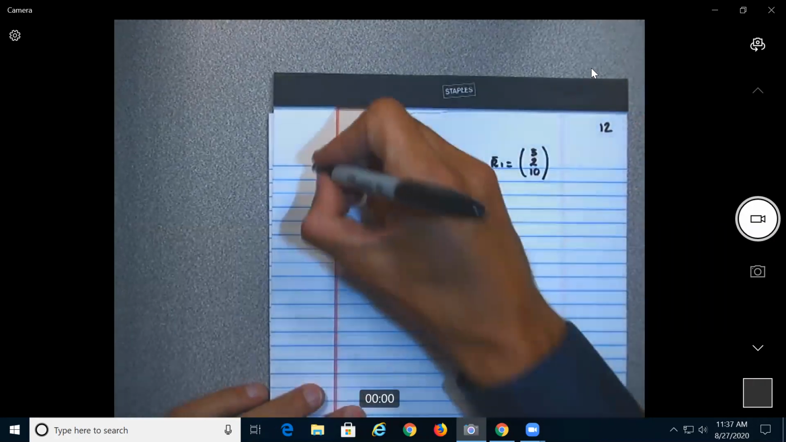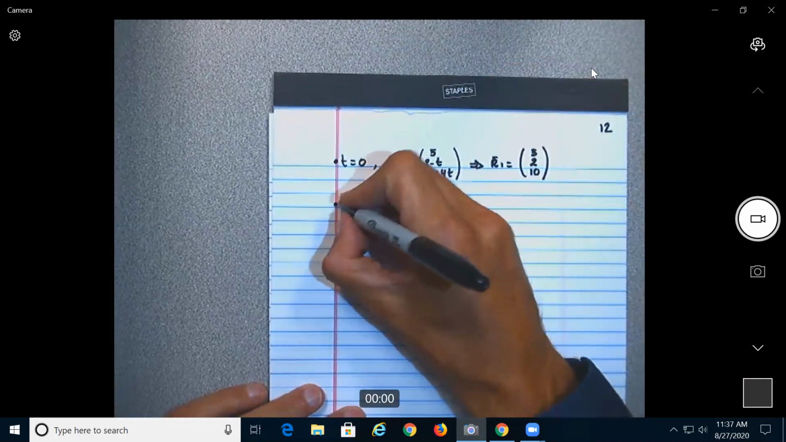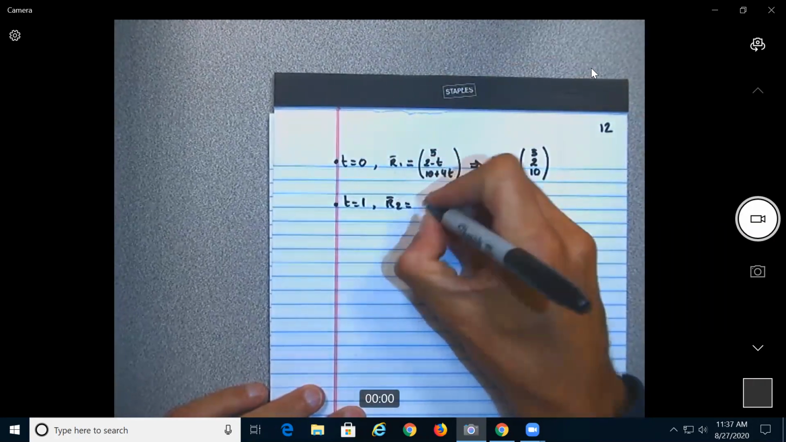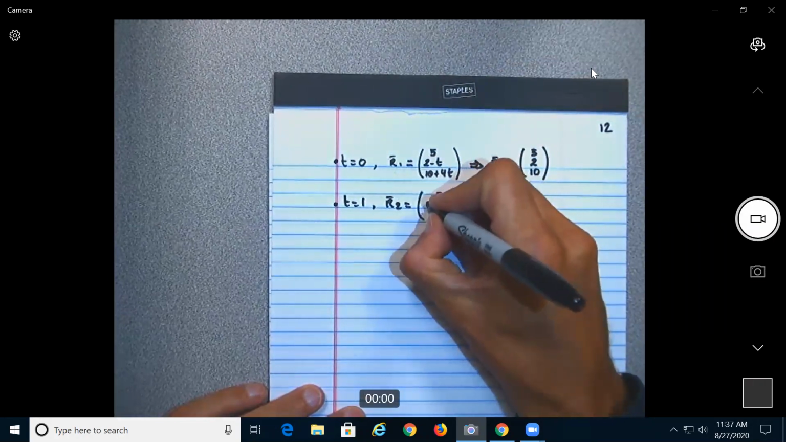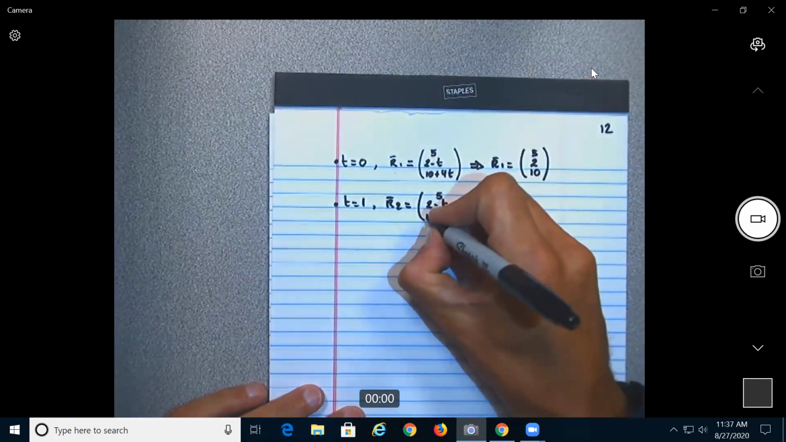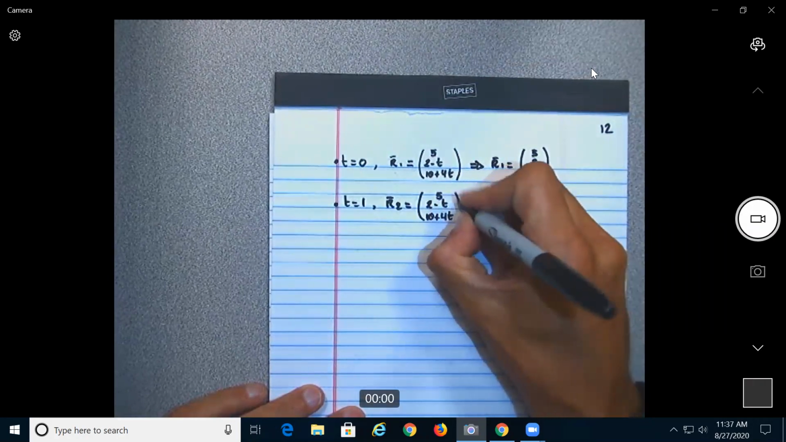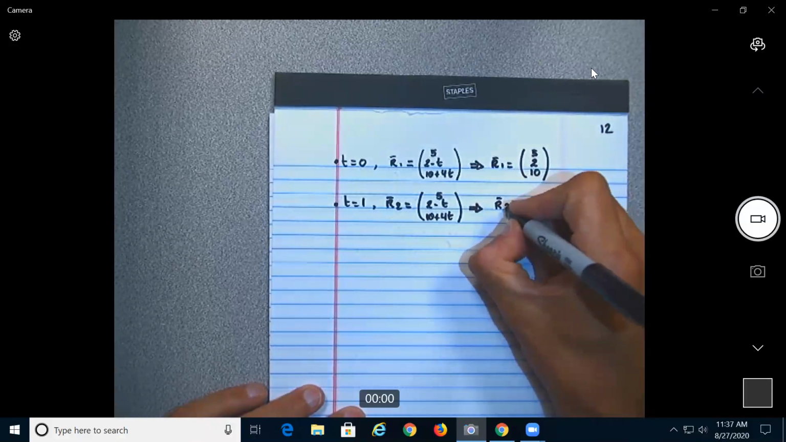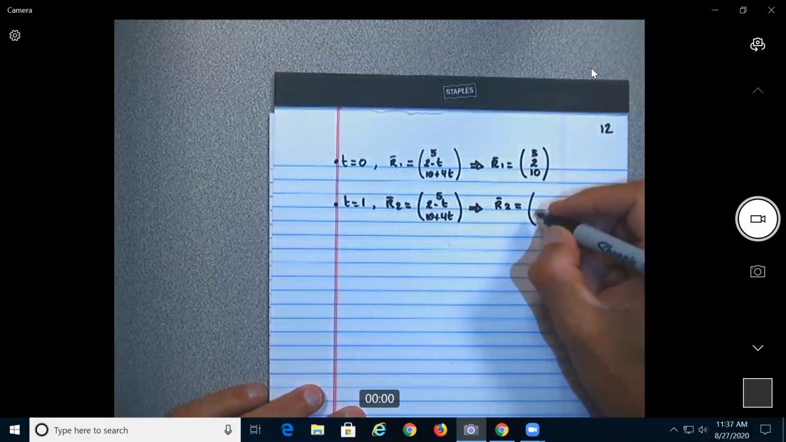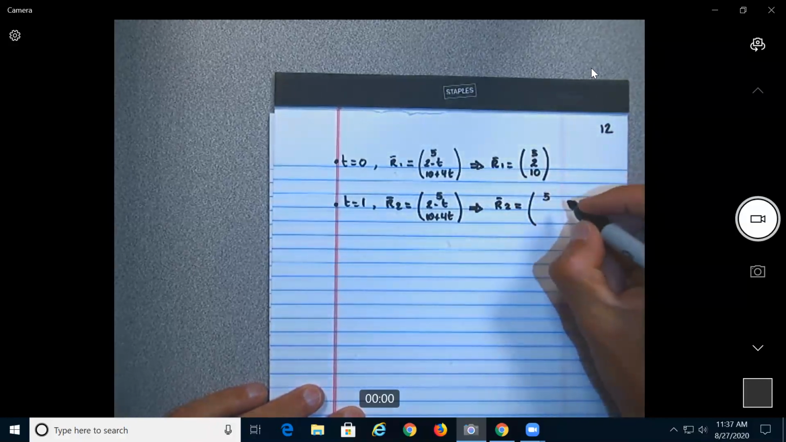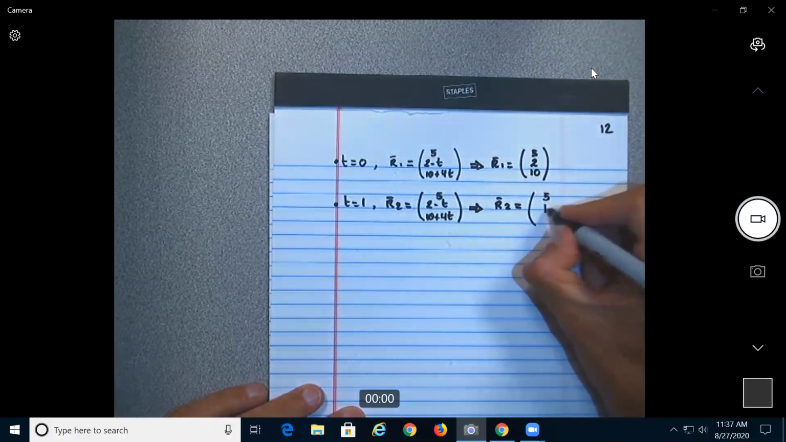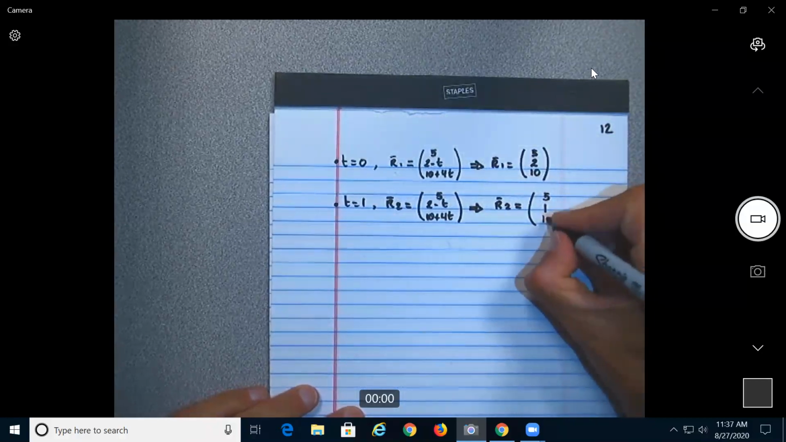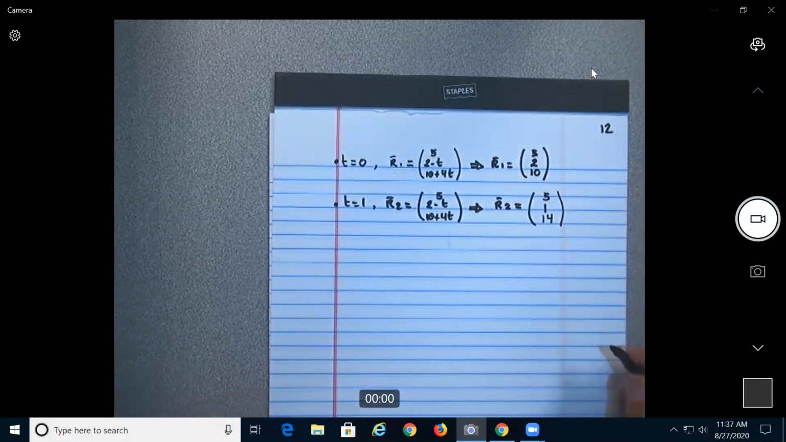Okay? And let's say that at t equals 1, we're going to get R2 equal to 5, 2 minus t, 10 plus 4t, which will give you R2 equal to 5, 1, and 14. Okay?